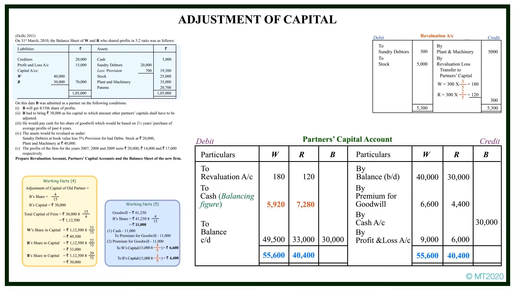The last account to be closed is the column of B. If we close the column of B, we can see only one entry in the column of B on the credit side, that is 30,000 capital which B has brought. So the debit side will also be equal to 30,000 as given in the balance c/d. Thus for partner B, we don't have any balancing figure, because the capital which B has brought becomes the closing capital for partner B.